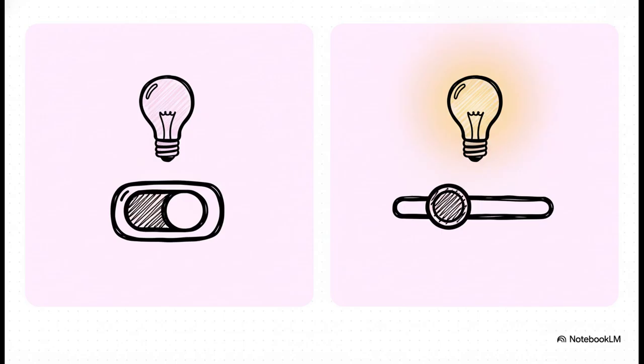So you've got your traditional Boolean logic, which is kind of like a light switch. It's either on or it's off, a 1 or a 0. But fuzzy logic, that's way more like a dimmer switch. It allows for all the beautiful shades in between, what we call degrees of truth.